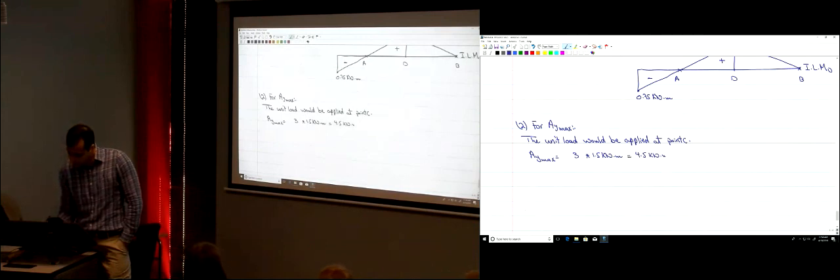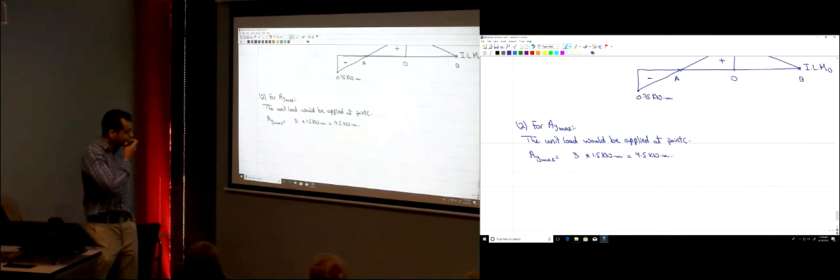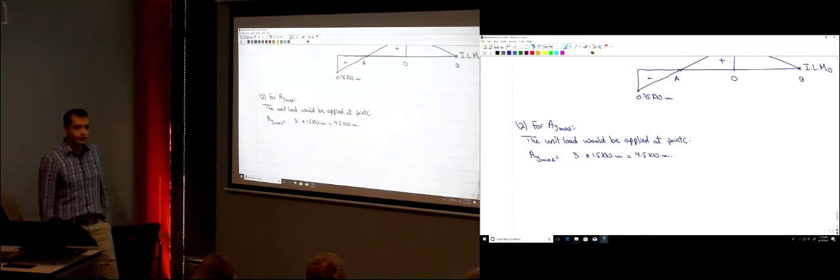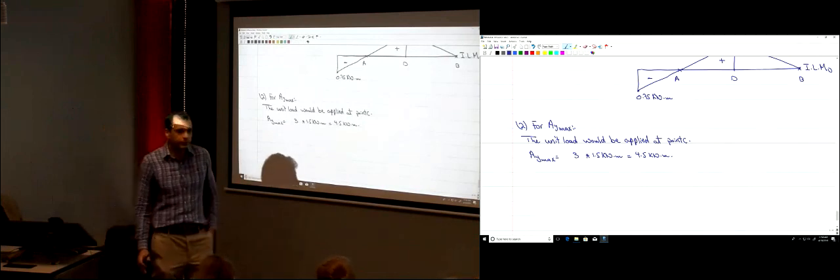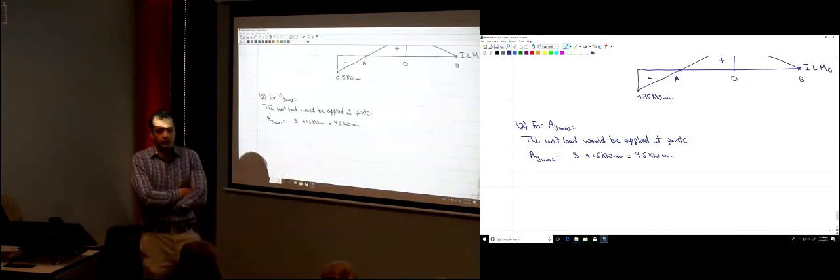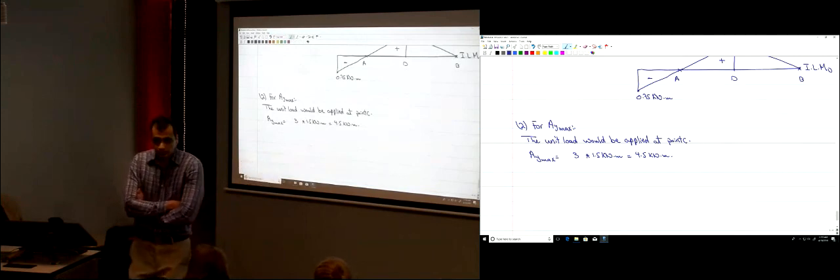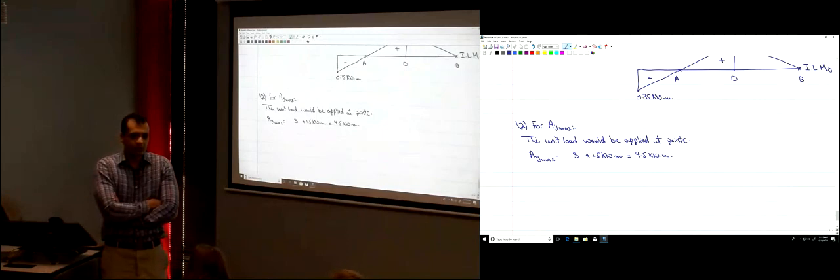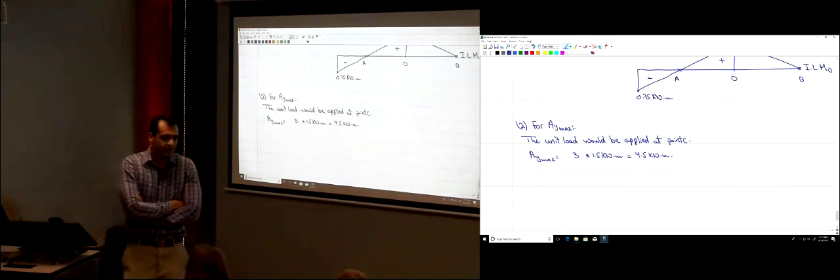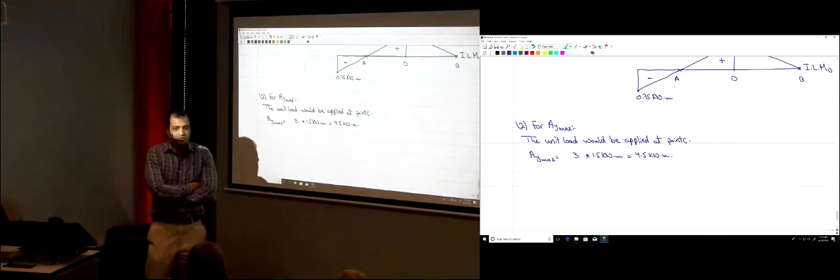Don't write this. Okay? Why did I ask you not to write it? Because it's wrong. Why would that be wrong? Because there is another load that we didn't take into account here. What was that? The load of the weight of the beam.